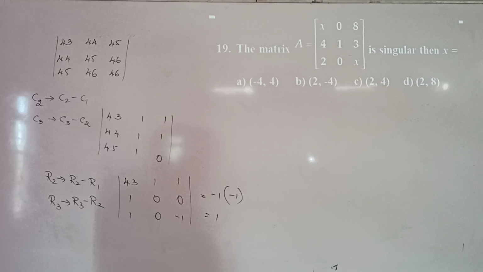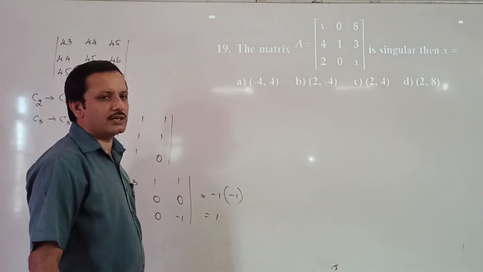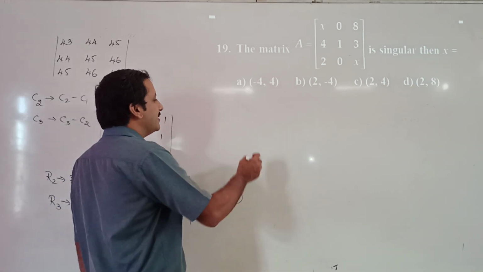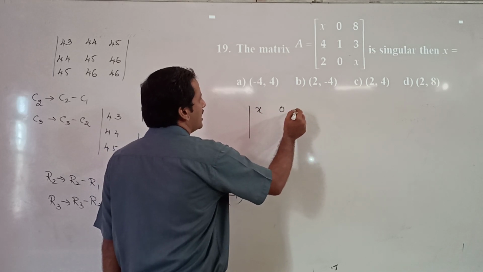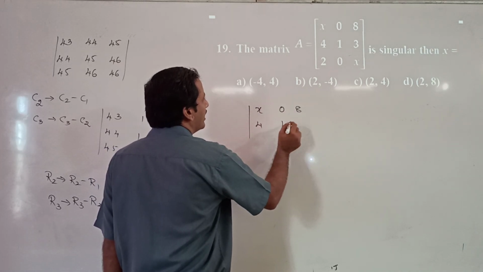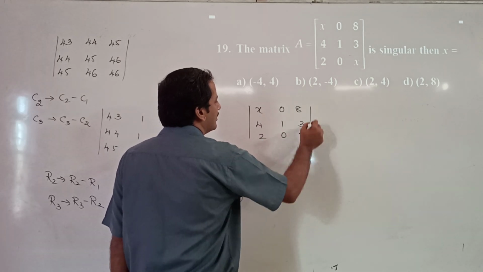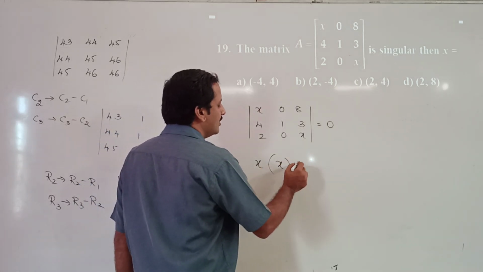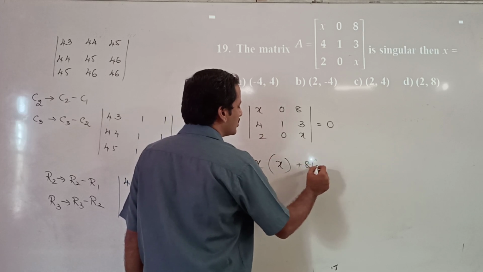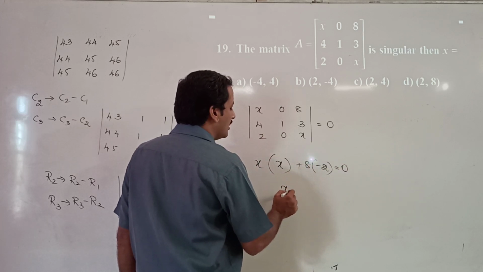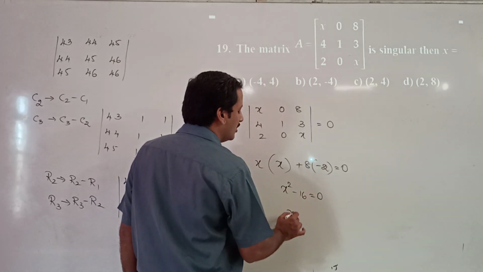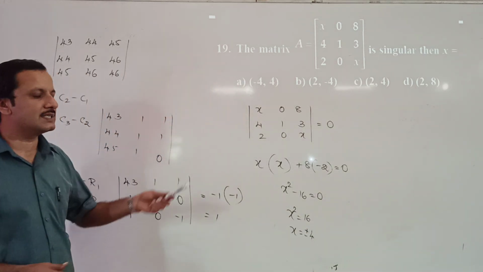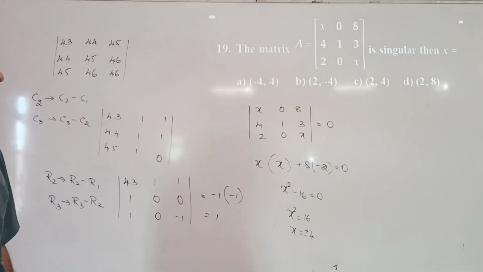Okay, next, 19th question. If this matrix A is singular, then x is equal to what. If a matrix is singular, it means its determinant must be equal to 0. So the determinant of this A, x, 0, 8, 4, 1, 3, 2, 0, x, should be equal to 0. Expand this determinant: x into x minus 0, that is x, plus 8 into 0 minus 2, which is minus 2, is equal to 0. x square minus 16 is equal to 0. x square equal to 16. x is equal to plus or minus 4. Option A is the correct answer.